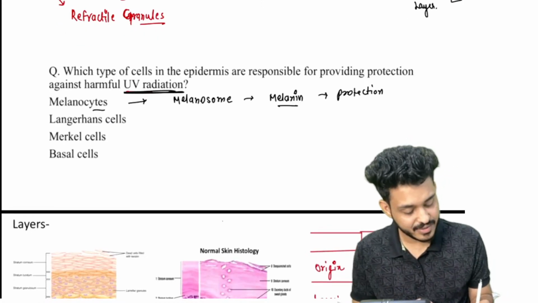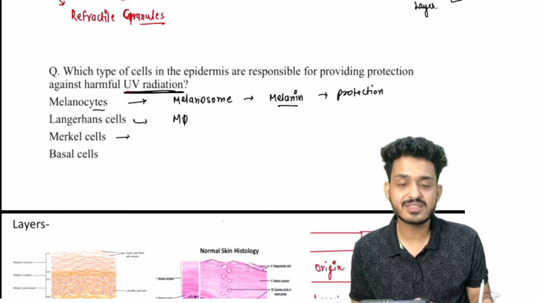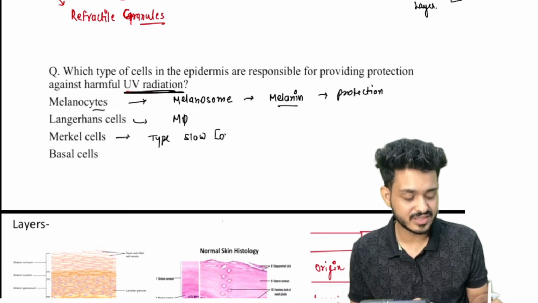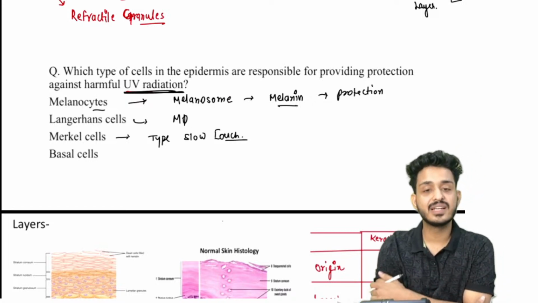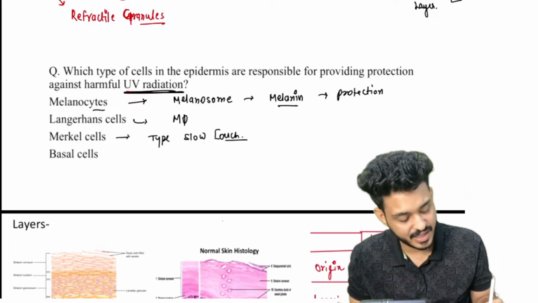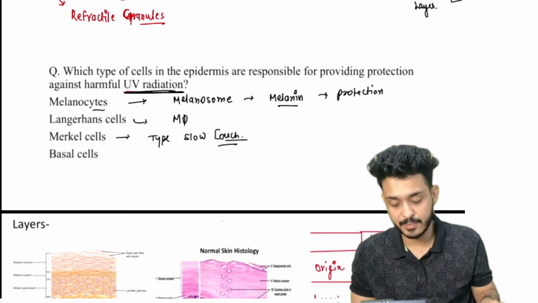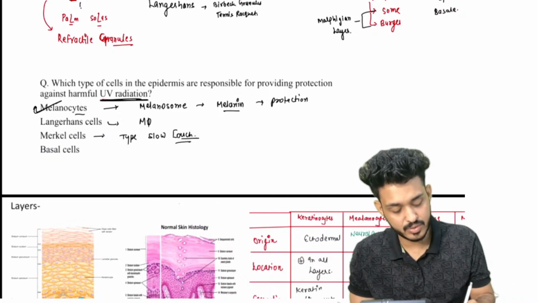Okay, the second thing we have seen, that is Langerhans cell, basically macrophages. Merkel cells are what? Merkel cells are type 1 slow adapting touch receptors. They are present in which layer? They are present in your epidermis guys. Okay, so these are type 1 slow adapting touch receptors. So the answer here will be melanocytes.